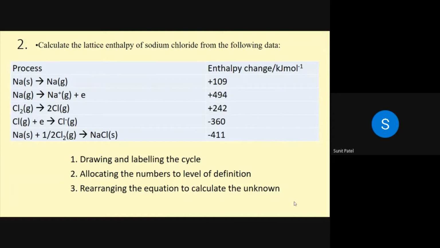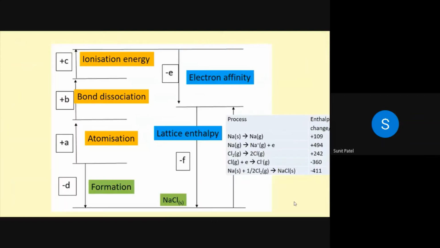So let's begin. First, we have a look at a Born-Haber cycle. Again, exactly the same format. Format does not change. We are forming sodium chloride this time. Sodium chloride is formed from its elements in their standard states, which is sodium and chlorine. Let's get those put in then. There you go. And here we go.